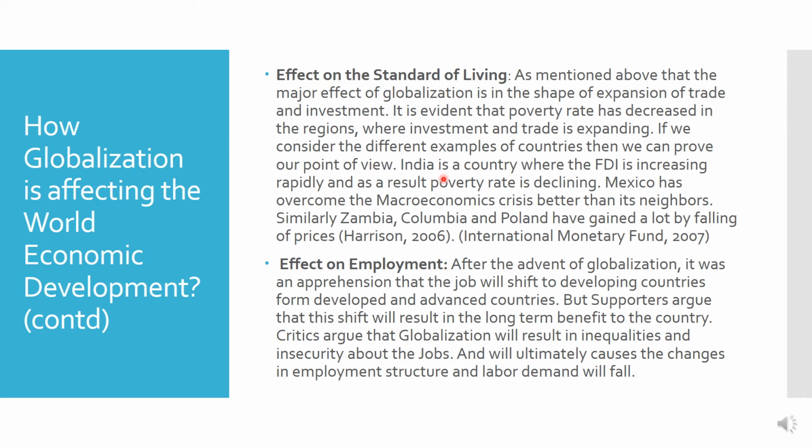For example, India is a country where the FDI, or foreign direct investment, is increasing rapidly, and as a result, the poverty rate is declining. Mexico has overcome the macroeconomic crisis better than its neighbors. Similarly, Zambia, Colombia, and Poland have gained a lot from the falling of prices because of globalization.